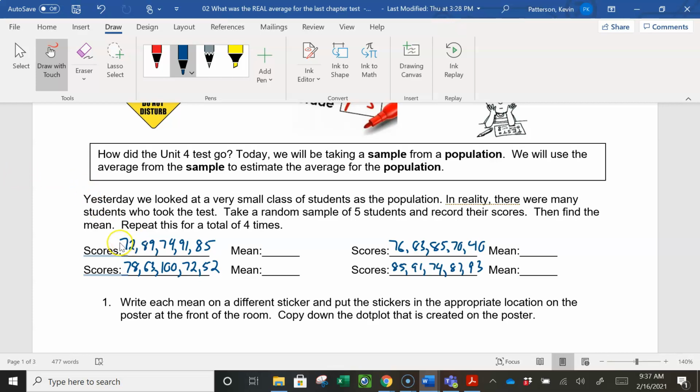And keep in mind, if you were doing this legitimately, you would want to ignore repeats because each of these numbers represents one student. So for example, if I select this student that had a 72, I wouldn't want to select the same student that had a 72. You could select a different student that had a 72, but not the same one. So we would ignore repeats.